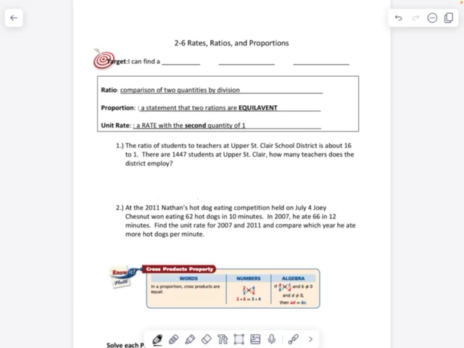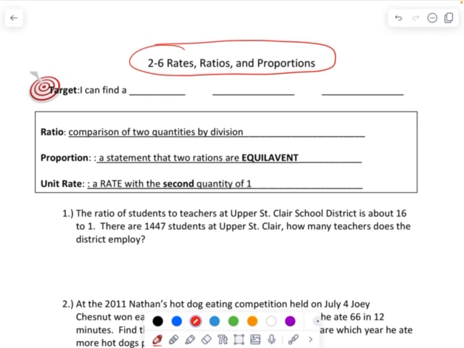All right, hello everyone. We are going to look at notes 2.6 on rates, ratios, and proportions. So the target is: I can find a unit rate. I can work with ratios and also make proportions in real life. So I'm going to copy down the target.